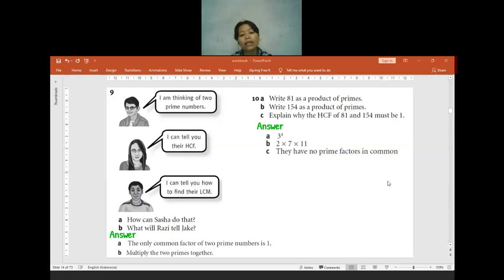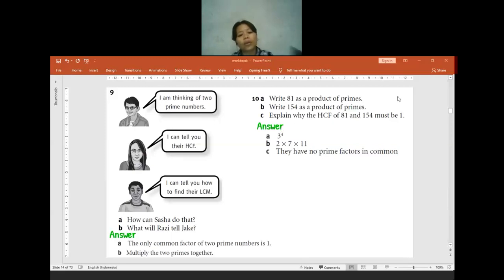And then for 154, you can start with any number. You can start with 2 times 77 or 7 times 22 or any other number. Later, in the end of your factor tree, it will be 2 times 7 times 11.